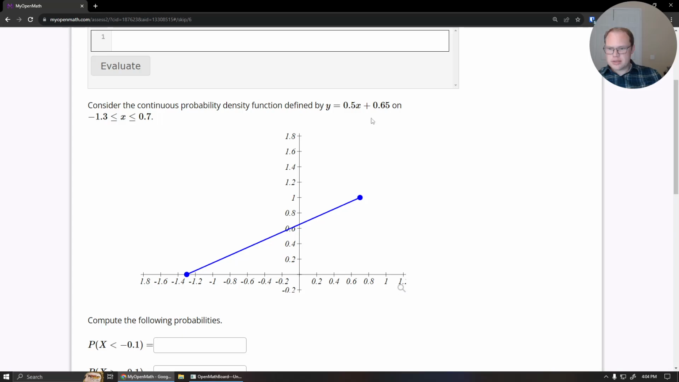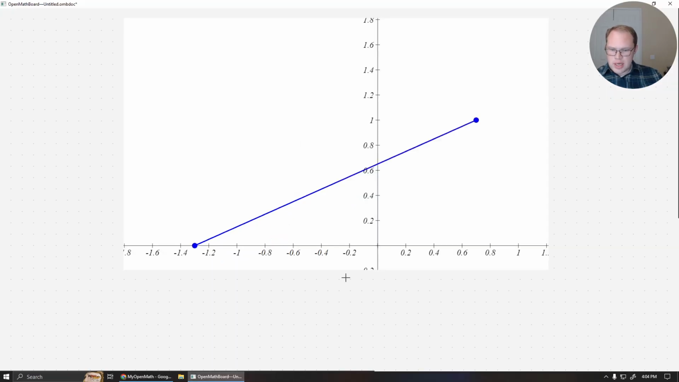Here it's saying y equals 0.5x plus 0.65. Okay, that is the equation for this function. What that means is that the value of y, the height of the line, changes for each value of x. And the picture kind of illustrates this.